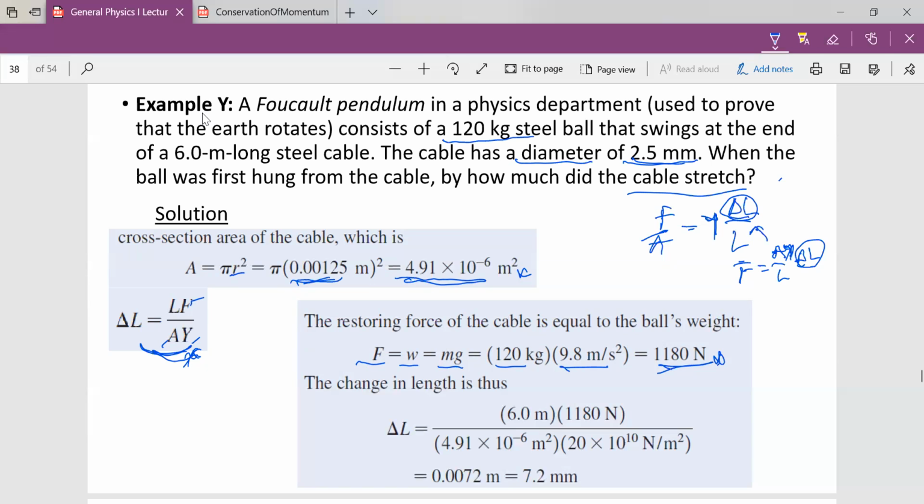Okay. We're looking for the change. We have the original length. So the original length which was given to us in the question is 6 meters. And the question said, by how much did it stretch? So substitute our values directly, and we see that it actually stretched by 7.2 millimeters, when we convert meters to millimeters. That's what it gave us.